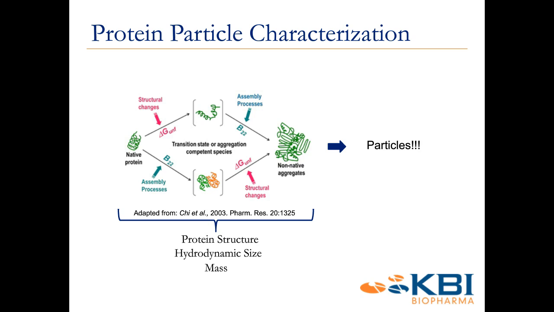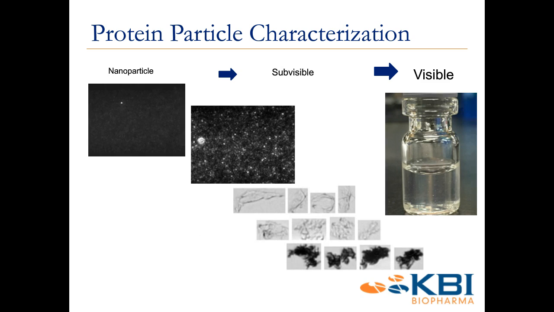Obviously, particles come in a wide range of sizes, so we have a lot of tools to look at this from the nanoparticle range all the way up to the visible particle range. So we're talking nanoparticle below a micron, up to the subvisible range from a micron up to around 50, 70 micron, and then into that visible range as well. So looking at more of the USP 790 techniques.